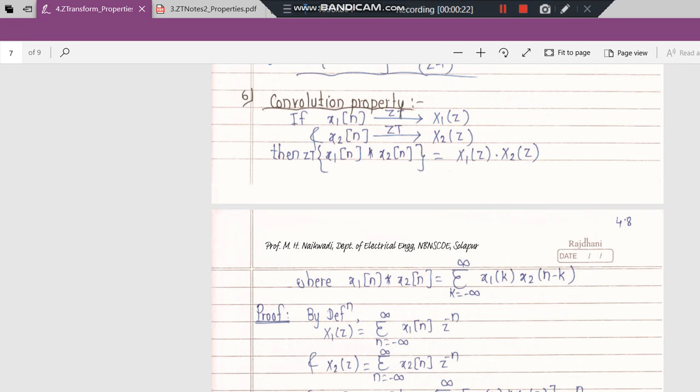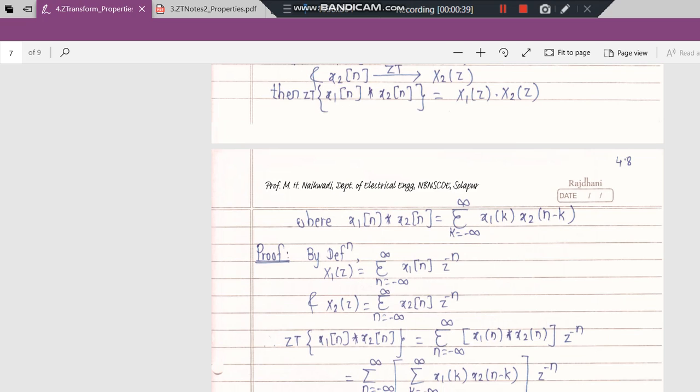So convolution in time domain is multiplication in frequency domain, and multiplication in time domain is convolution in frequency domain. So that is vice versa. This is a universal property. You have to remember it like this. Okay. So convolution of the two signals.